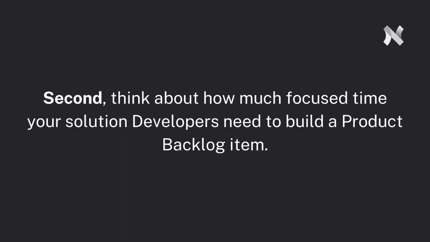Second, think about how much focus time your solution developers might need to build a backlog item. If the baseline effort for most of your activities requires at least a week to create something valuable, then your sprint length should be at least 2 weeks to give the team room to execute without falling into crunch mode.